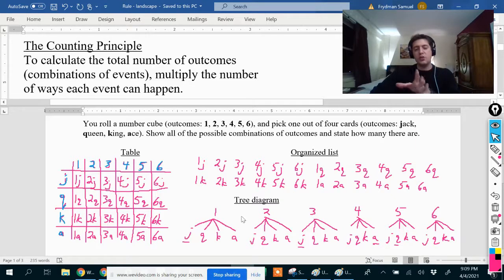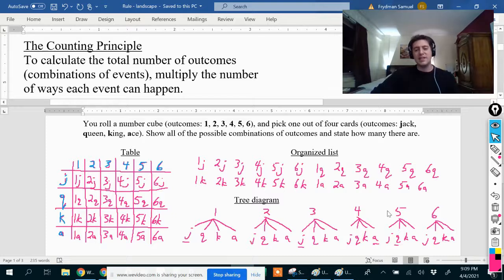We could have figured that out also just by looking at the tree diagram. So how did we make this tree diagram? First, we listed all the different outcomes for rolling the die, and there were 6 different outcomes, getting a 1, 2, 3, 4, 5, 6, and then we drew 4 branches underneath each of those 6 outcomes. So the outcome of rolling a 1 had 4 branches coming out of it for the jack, the queen, the king, and the ace. The outcome of rolling a 2 also had 4 branches coming out of it, 1, 2, 3, 4.